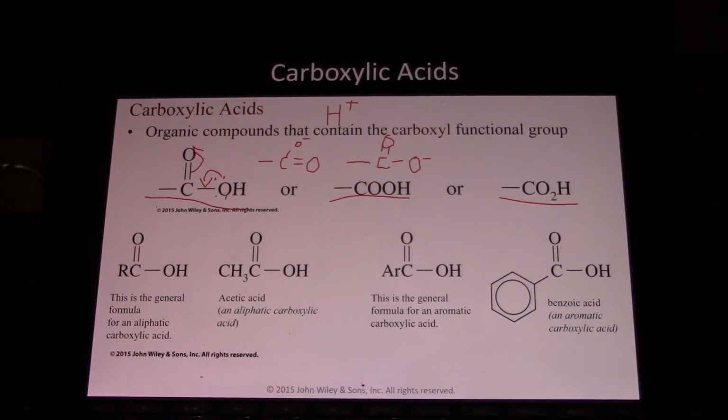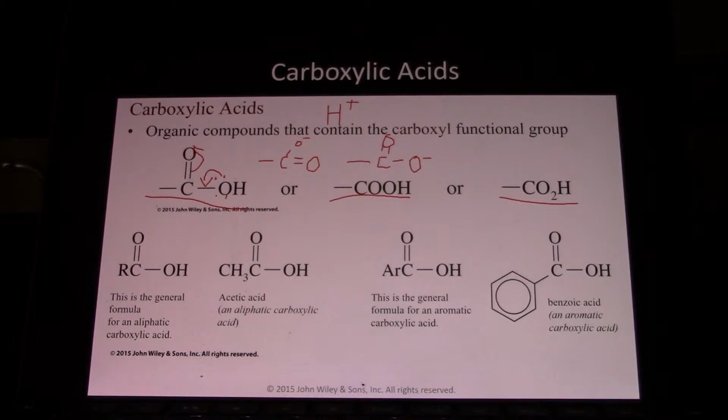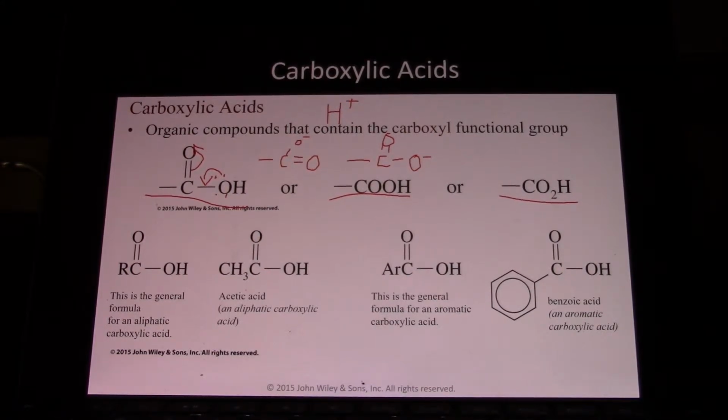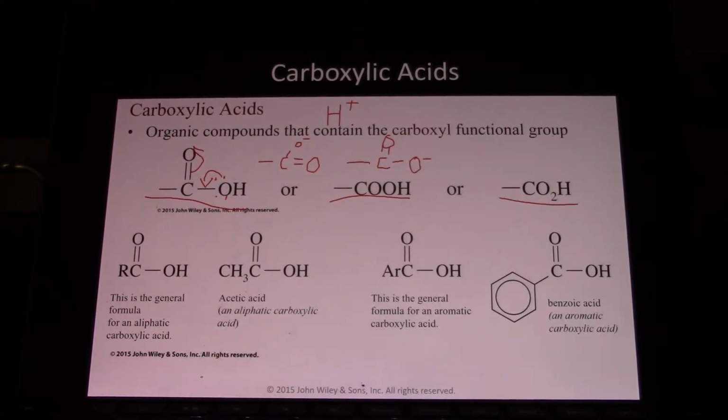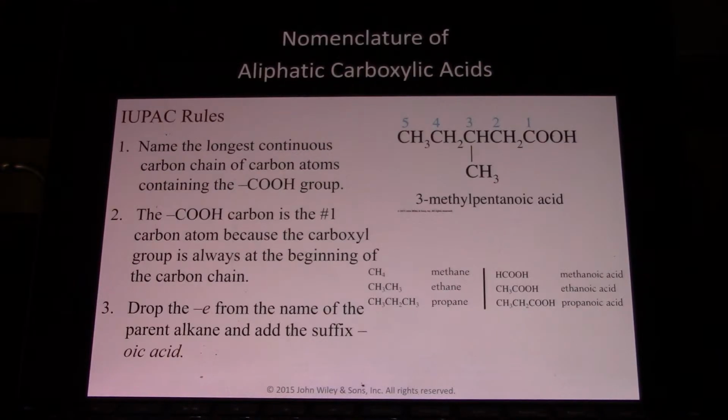So this is why carboxylic acids are a lot more acidic than alcohols. The hydrogen doesn't really pop off of alcohols very easily because the resulting RO negative alkoxide is extremely basic. Whereas here, the resulting anion is not very basic, and therefore this makes this a much more acidic compound. So carboxylic acids are acidic.